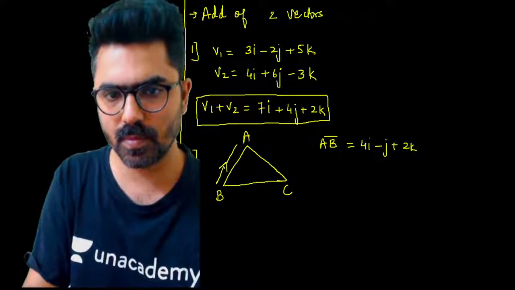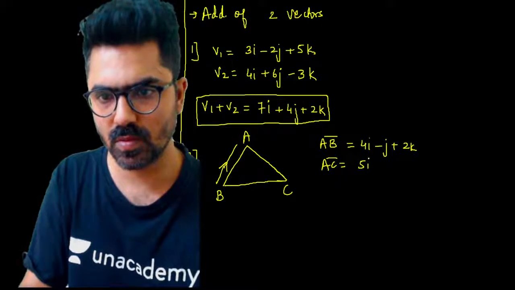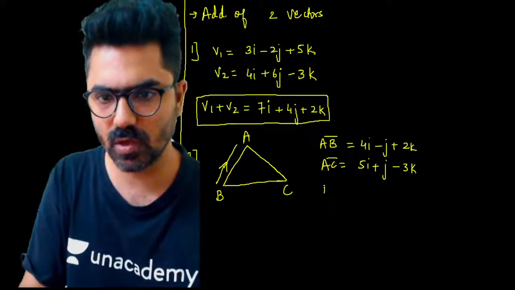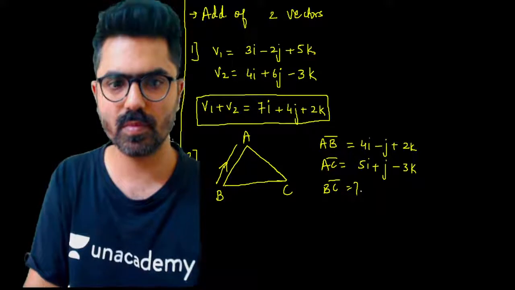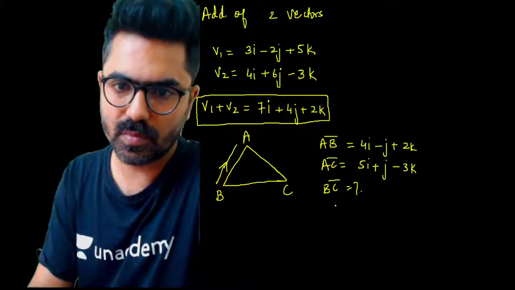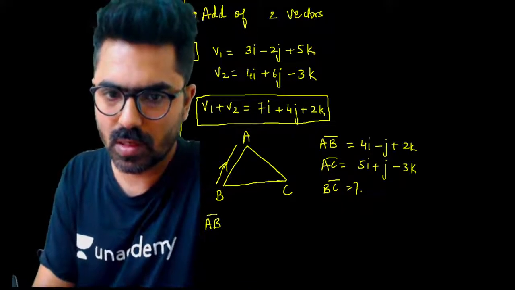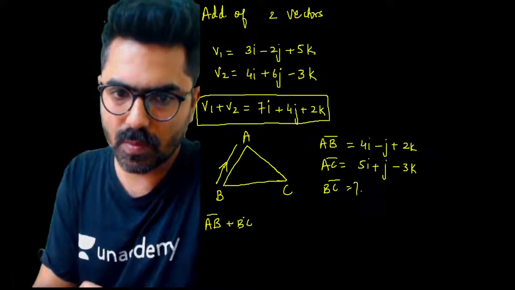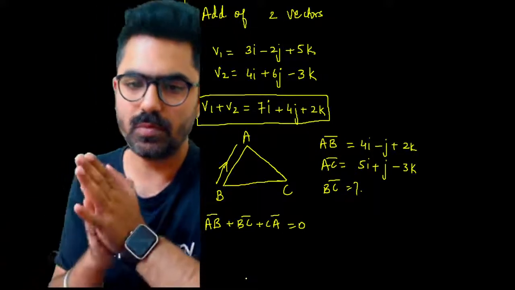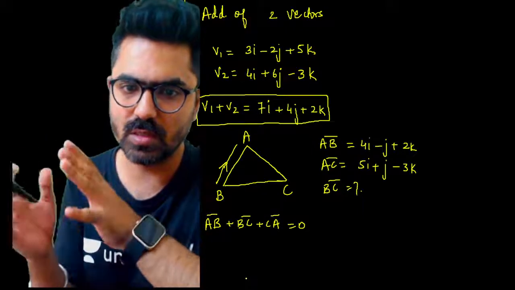Then the AC vector is, let's say, given. AC vector is 5i plus j minus 3k. And they have asked what is the BC vector. Okay, so in this case, we should know the triangle law or triangle property. I'll write that property over here. AB plus BC plus CA vector, the sum of all this is 0.